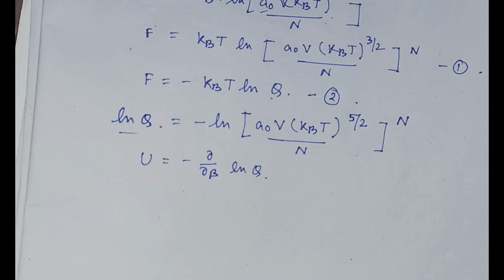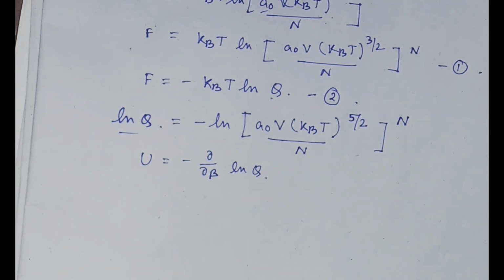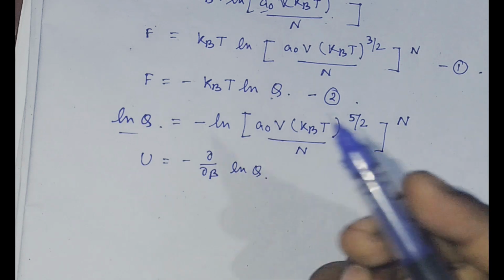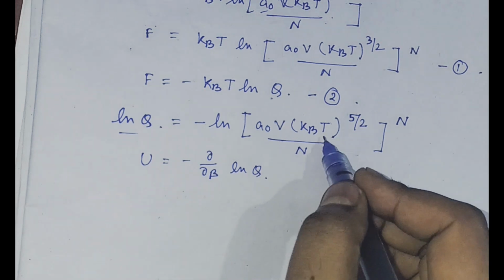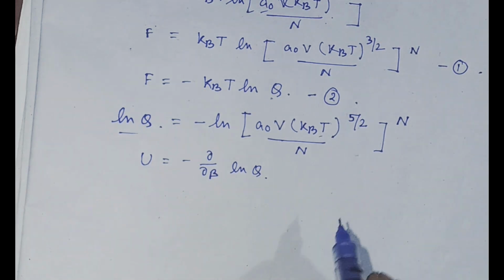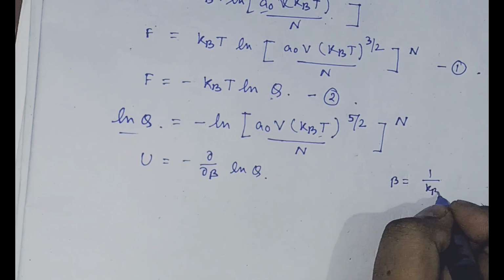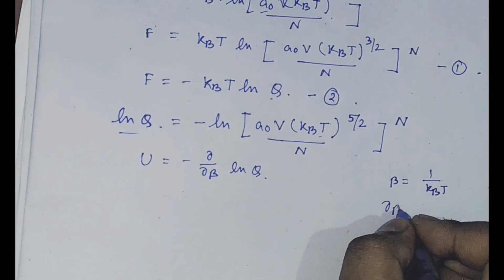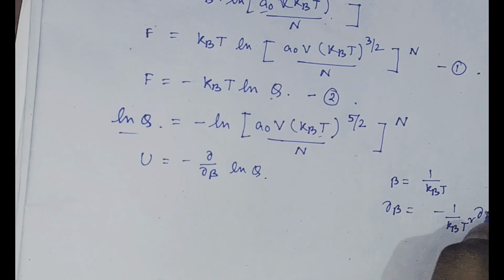But you can see that in this equation there is no term for beta. So how can you calculate this derivative with respect to beta? Okay, so you need to transform this beta into T, because it is a function of T. You know beta equals 1 by kB T, right? And from here, del beta equals minus 1 by kB T squared del T, right?